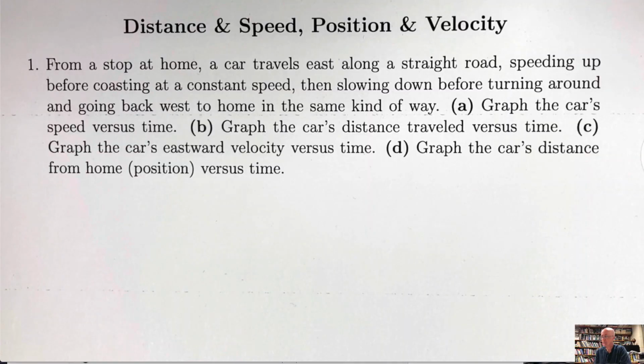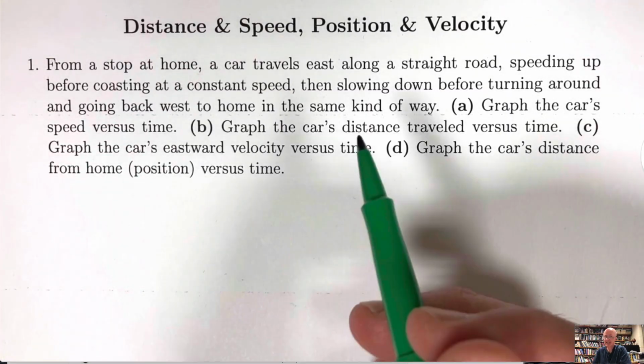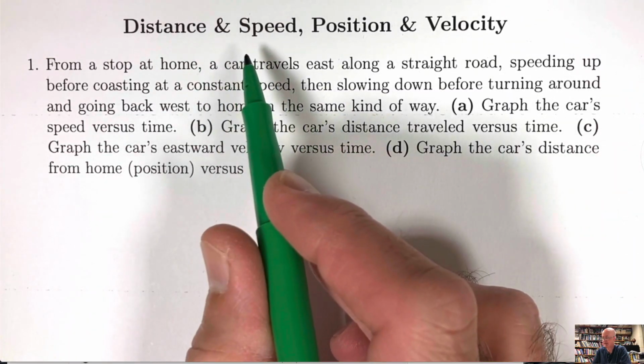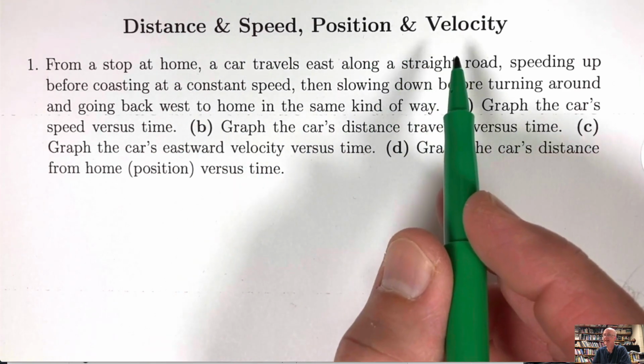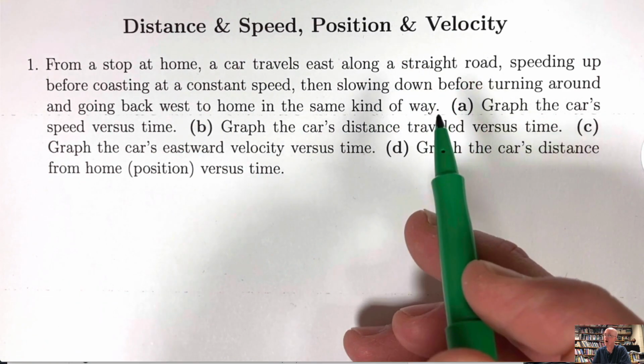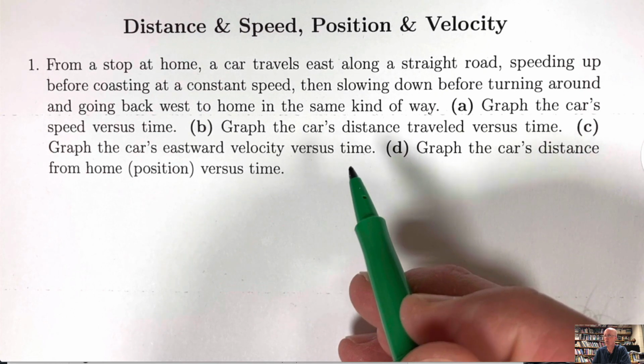In this video, we'll solve graphical, numerical, and symbolic problems about motion. In particular, we'll look at the relationships and distinctions between distance and speed and position and velocity. These are subtle concepts that are hard to get your mind around. We're going to look at one-dimensional motion.